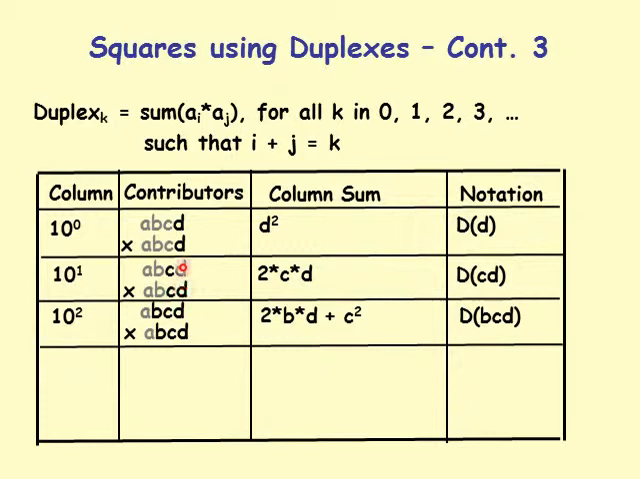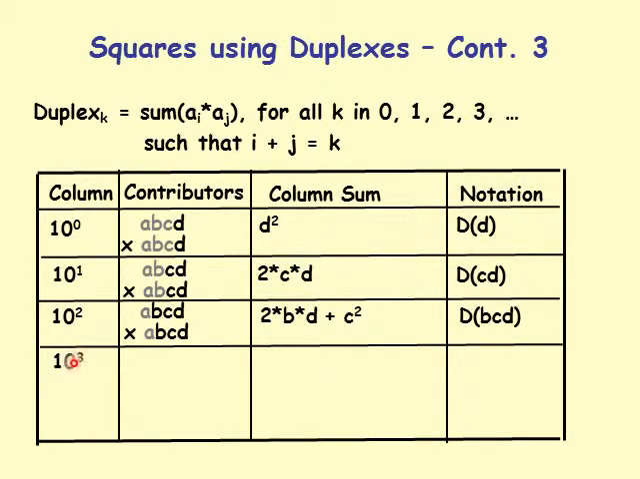Pair them crosswise, then CD, we get 2CD, because there are 2 pairs here. Same thing here, we pair crosswise, BD, BD. There are 2 pairs, it's 2BD. And pair vertically, it's C squared. Okay, let's continue, next column.